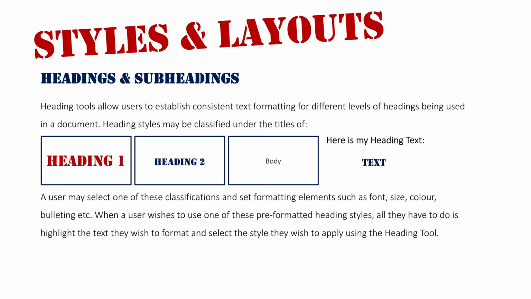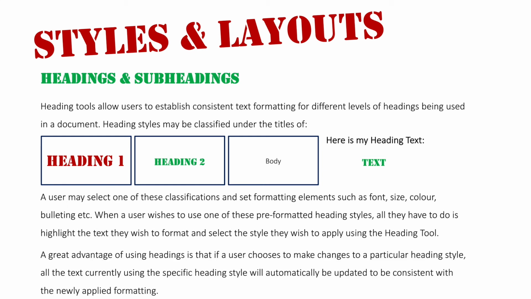The great advantage of using headings is if I change how heading 2 is formatted. So let's say I change it to green. So it's no longer blue, it's still the same font, but now I've made the heading style for heading 2 green. Once I update, everything set to heading 2 is going to turn green as well. You can see my sample text turned green as well as my heading 2 in my PowerPoint. So everything automatically updates to stay consistent with the heading. This is the great advantage: if the user chooses to change a particular heading style, all the text currently using that heading style will automatically be updated and consistent with the newly applied formatting.